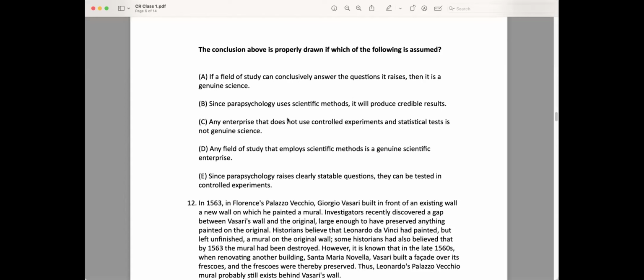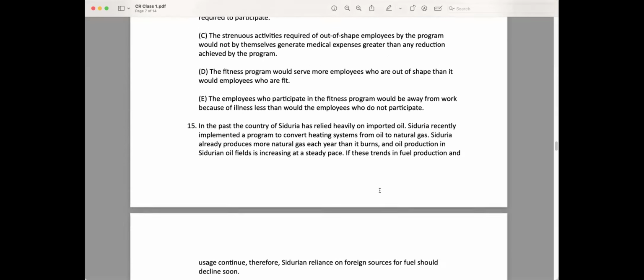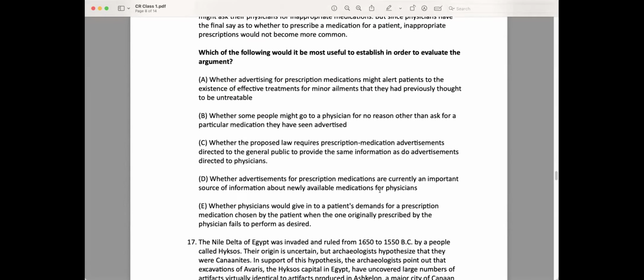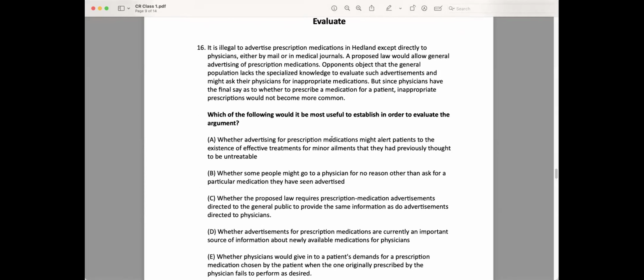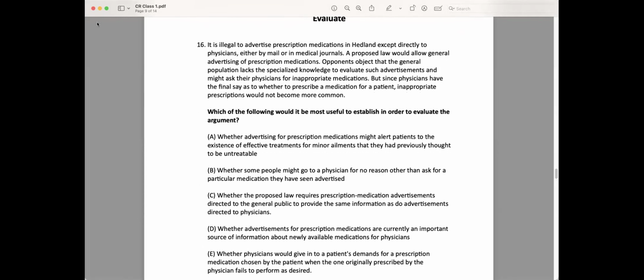Let's go to the questions and we'll have a better understanding. Okay. Try first question. Give it a try, the first question. 16th, it is illegal to advertise.